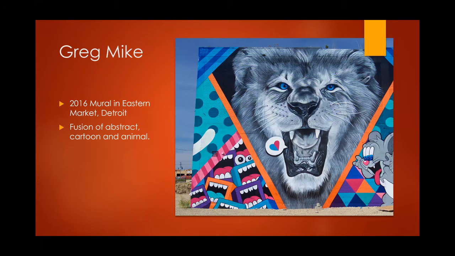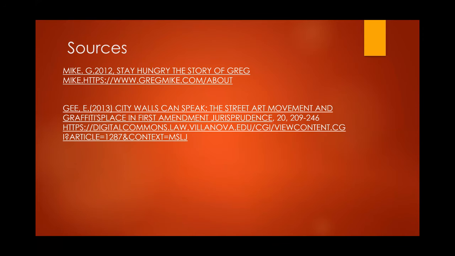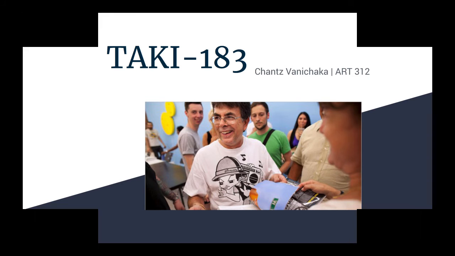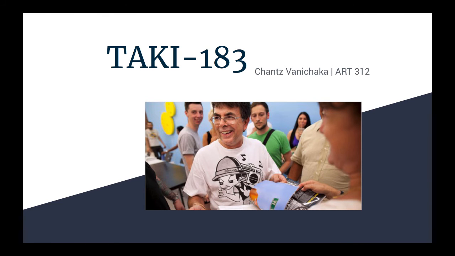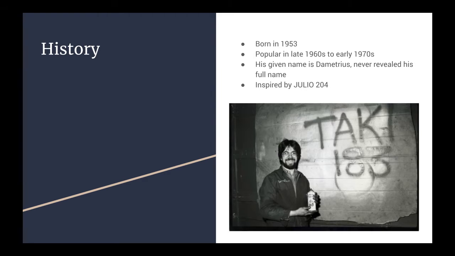And here you have a 2016 mural in Eastern Market, Detroit, a fusion of abstract, cartoon, and then a lion that dominates most of the painting. You can see Larry. Taki 183 by Chantz Vanichaka for Art 312.